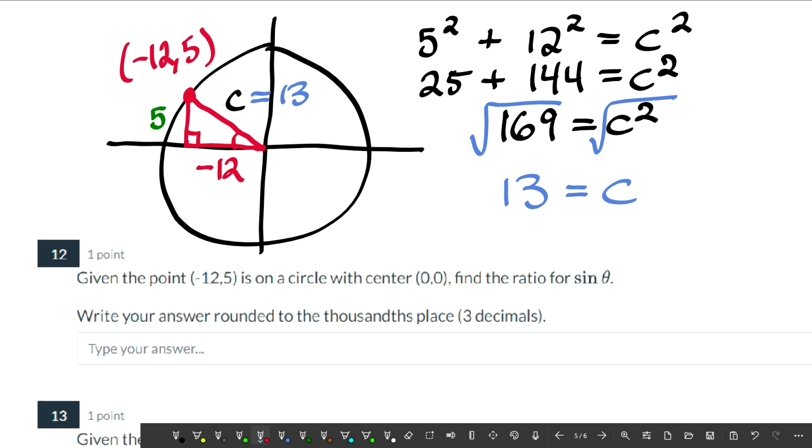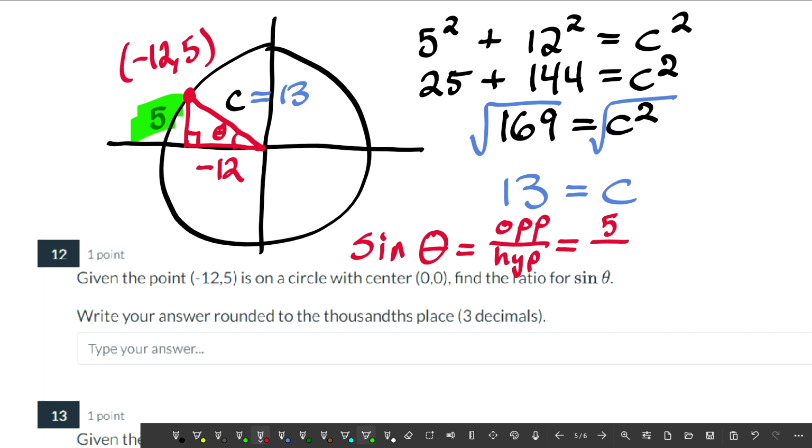then to find the ratio for sine, we just need to figure out that sine of our angle, right? Our angle of rotation, didn't draw that in there, our theta. So sine of the angle of rotation, or sine theta, is equal to opposite over hypotenuse. And now that we've solved for the hypotenuse, from this angle, our opposite would be the 5. And the hypotenuse would be our 13. So I'll leave it up to you to type in 5 divided by 13, and you'll get a decimal that you can just place as an answer, rounded to 3 decimal places. So I'll let you do that on Desmos.